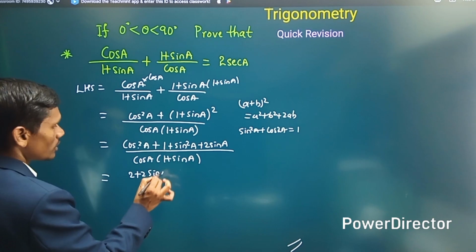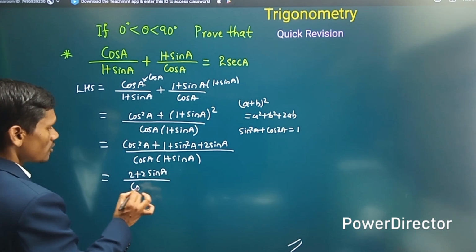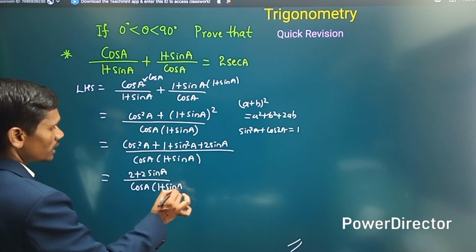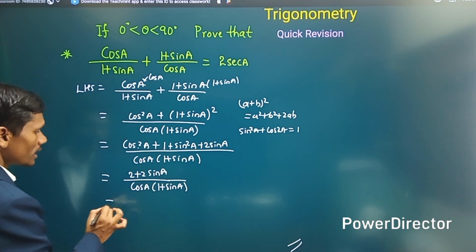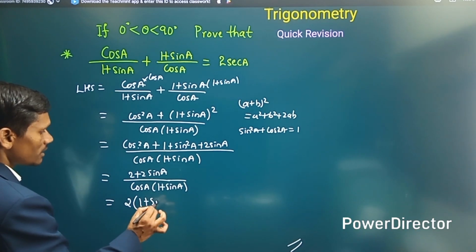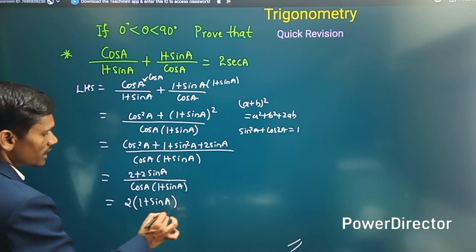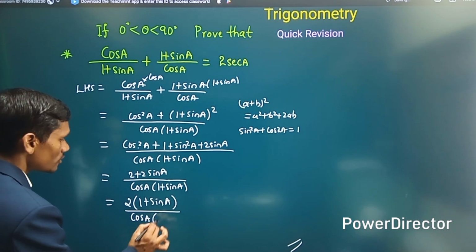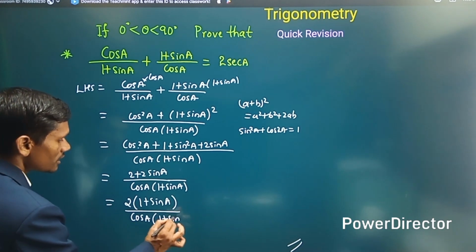2 sin A you are getting, divided by cos A into the bracket 1 plus sin A, right? Now what can be done here? 2 you take common outside. So what remains? 1 plus sin A remains inside. Now divided by cos A into the bracket 1 plus sin A.